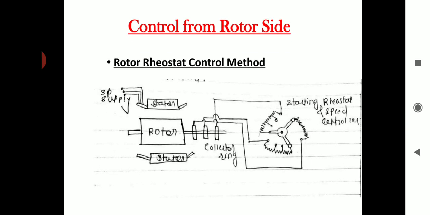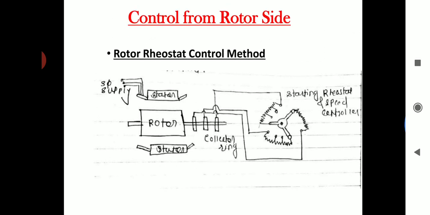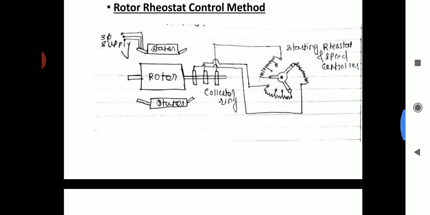Okay, so this method is applicable only for the slip ring induction motor, because in case of the squirrel cage induction motor, there is no terminal at the rotor side, as you are all aware. So, rotor rheostat control method. Here is rotor and here is stator. You are applying three phase AC supply to the stator winding, and you are changing the value of the speed by inserting resistance in the rotor circuit with the help of this collector ring. This practical we have already seen in the BDC. We have performed this practical.